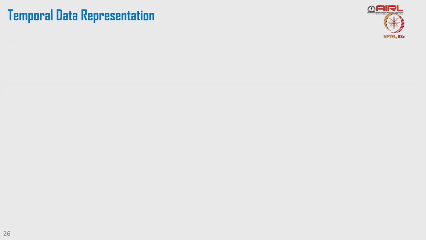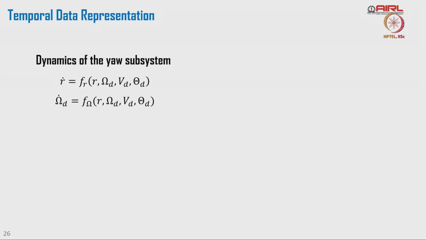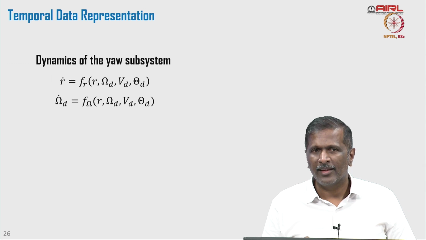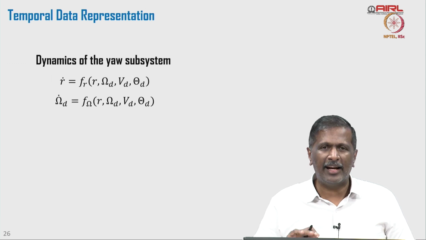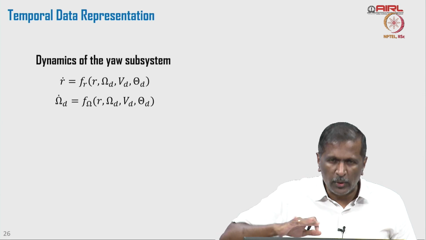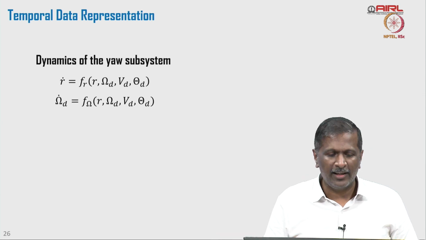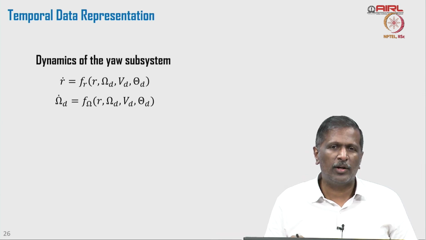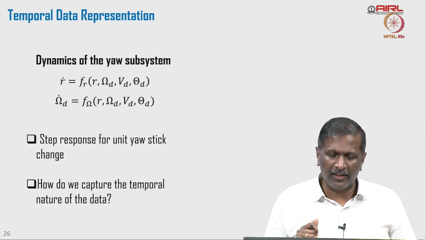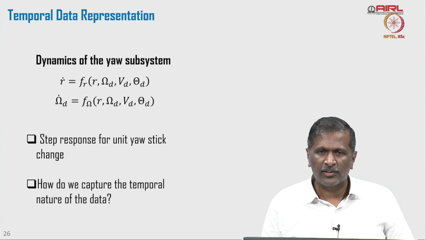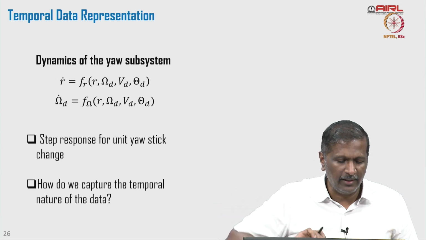Okay. Now, let us try to understand what I mean by temporal data representation, which I keep saying, using a typical drone yaw subsystem. I can represent the yaw subsystem as r dot, the rate at which the drone rotates in that plane, and omega d is the corresponding desired rate. If I give a step input to the yaw stick, I am looking at the drone to rotate.